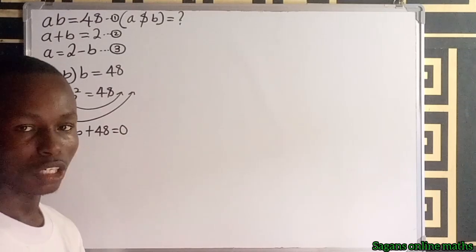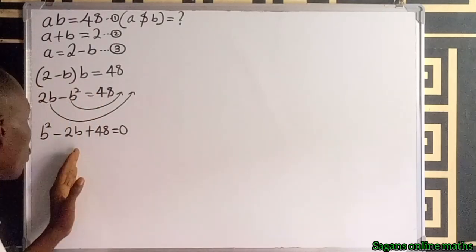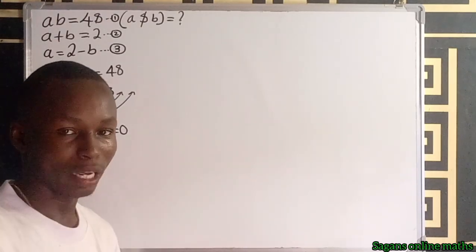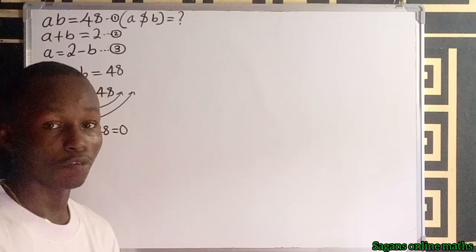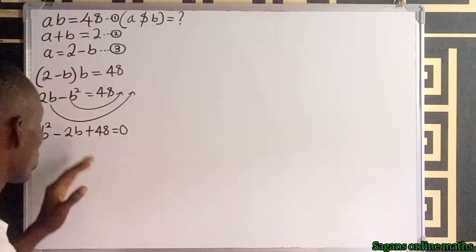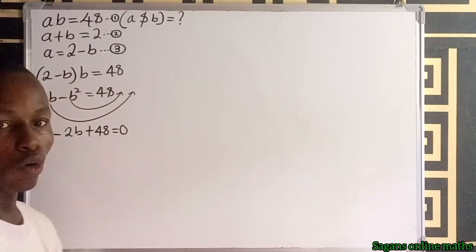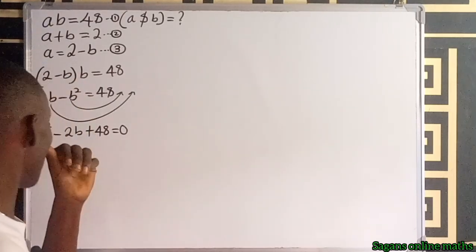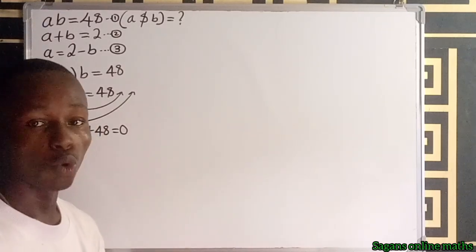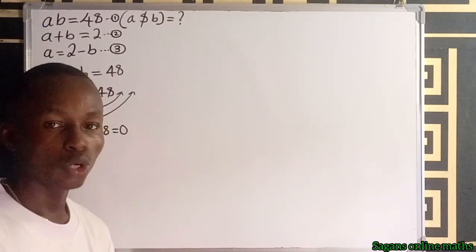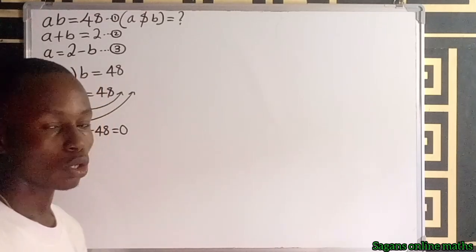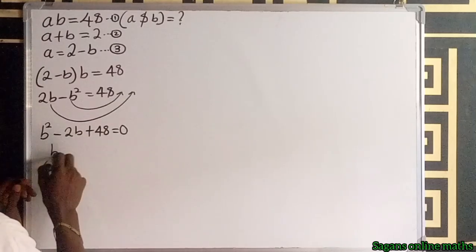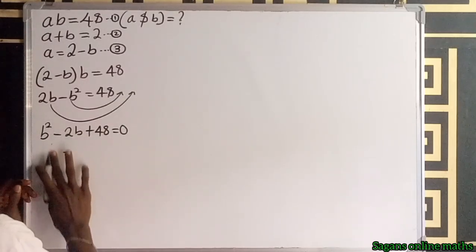And this is a quadratic equation. Remember that a quadratic equation has 4 ways of solving: 1, by factorization method; 2, by completing the square; 3, by formula method; and 4, by graphical method. In this question, we are going to solve this problem by using the formula method. Why? Because this question cannot be factorized. We can also use completing the square, but let's use the formula method so that everything will be simple and smart.